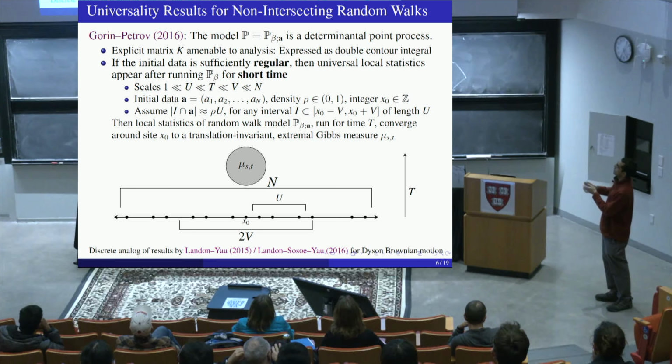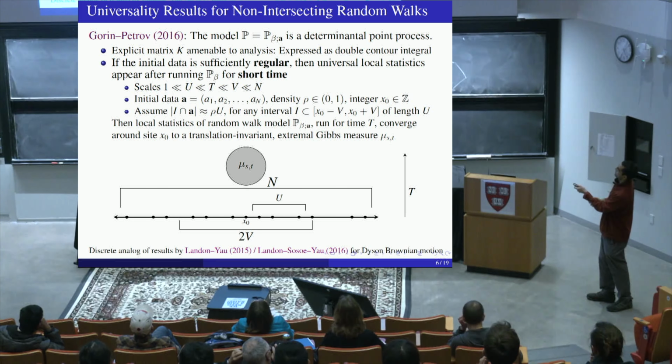Lebesgue measure with density rho on scales of size u. So if I take some interval I in some subinterval of, say, minus v to v. So say I pick some point x naught here. I pick some interval of length 2v surrounding it. I pick any interval of size u that's contained in this interval.